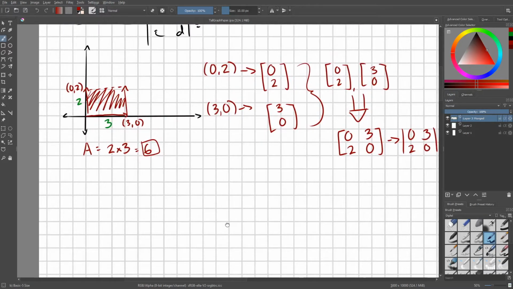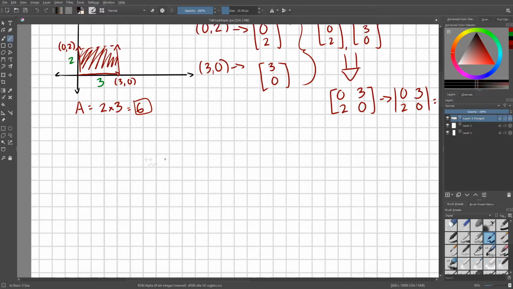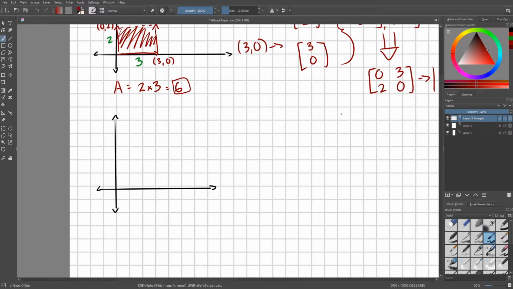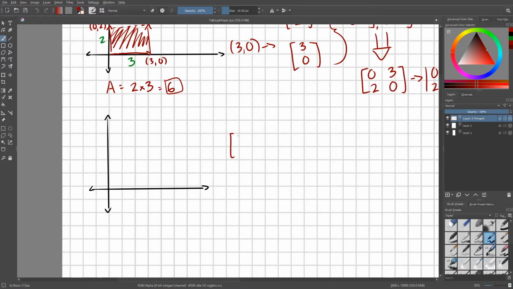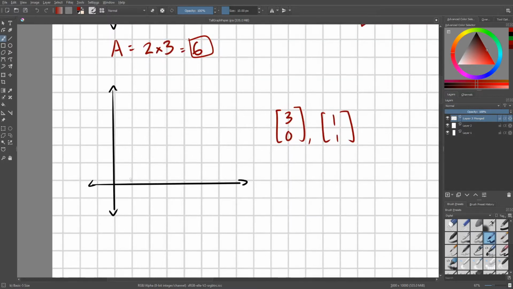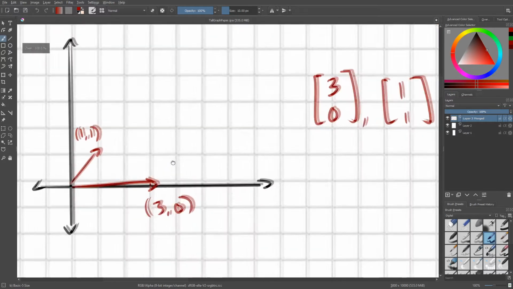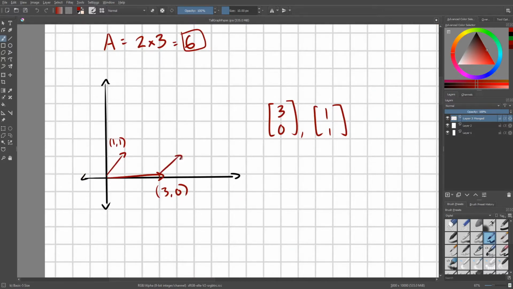Instead of a rectangle, we're going to make a parallelogram with these vectors. Let's draw this out. This time, I'm going to use the vectors 3, 0 again, and 1, 1. So there is our 3, 0 and 1, 1. This time, we'll calculate the area first. So, that's the parallelogram that's spanned by those two vectors.